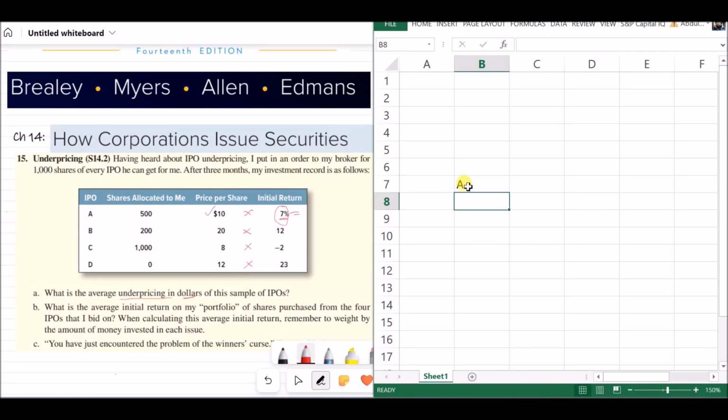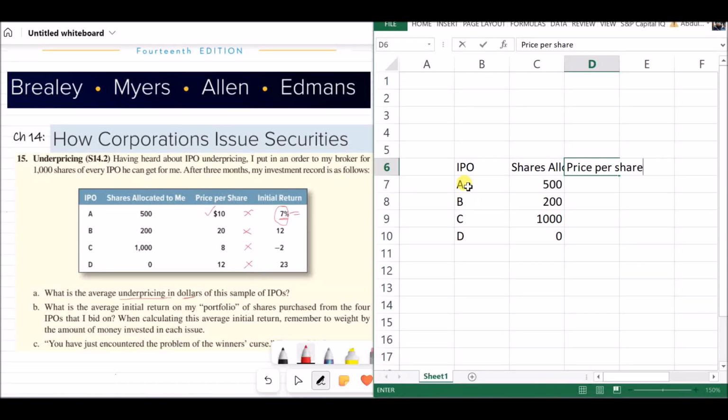So we have 4 IPOs, A, B, C, and D. Then we have shares allocated in each IPO, which is 500, then 200, then 1000, then 0. And thirdly, we have price per share, which is 10, then 20, then we have 8, then we have 12. Then we have initial returns. Okay, these are 7%, then we have 12%, then we have minus 2%, then we have 23%.